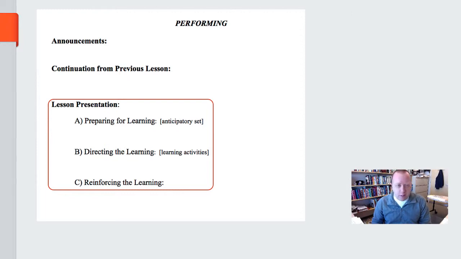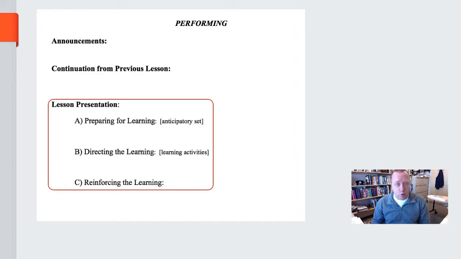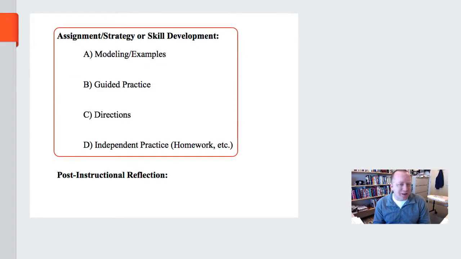At the tail end of the template, there's an element that sometimes throws our students off, and that's this one here, this assignment or strategy or skill development section. Now we put this at the tail end of the template, but that isn't usually where it will go. Usually it'll fit somewhere here in the lesson presentation, probably somewhere in the directing the learning or the reinforcing the learning. And not every lesson plan is going to have this section of modeling, guided practice, directions, independent practice, because you may not be teaching skills, you may not be teaching strategies, or there may not be some kind of assignment associated with your lesson. Now that might be rare, but it's possible.